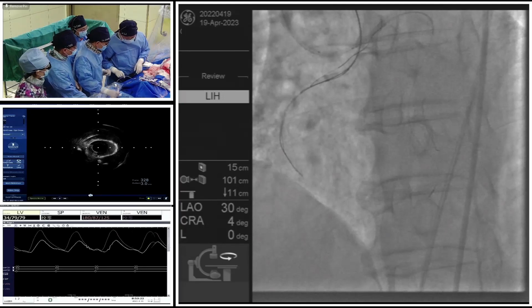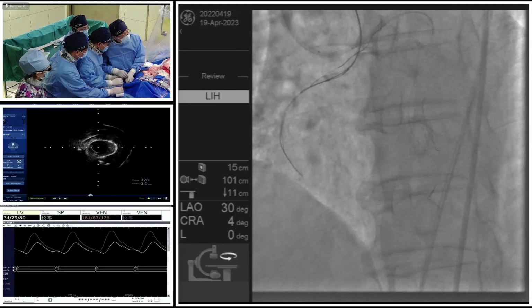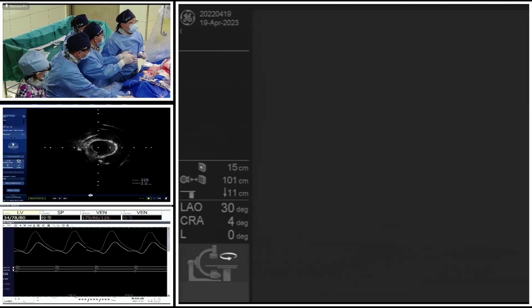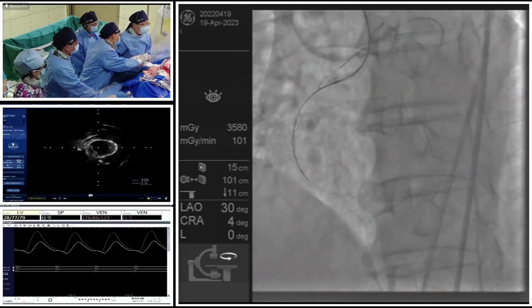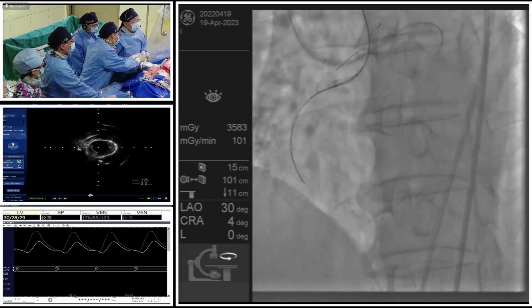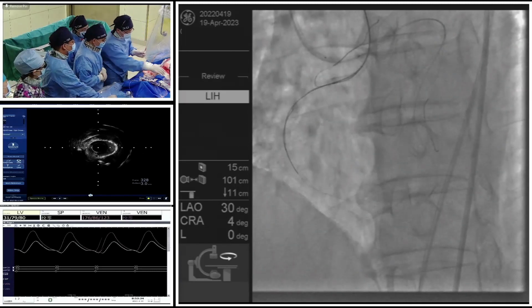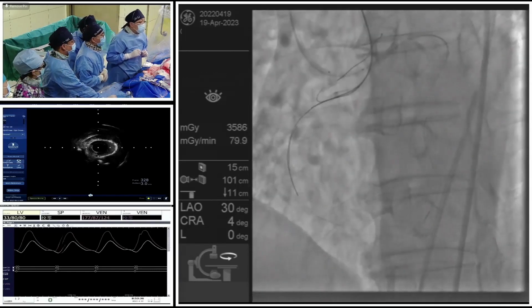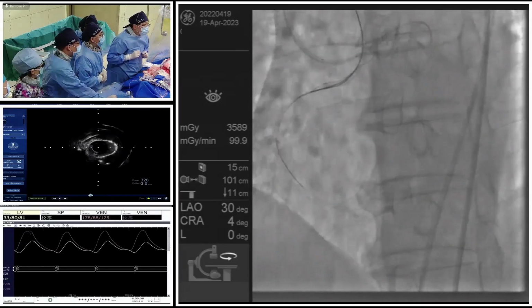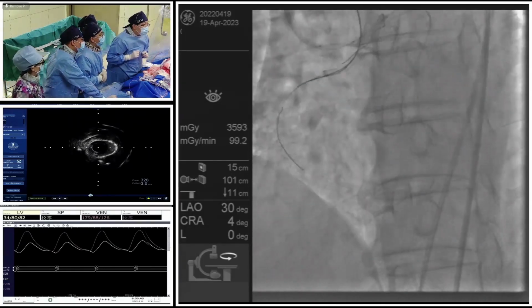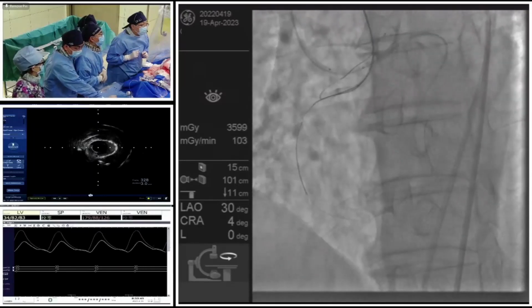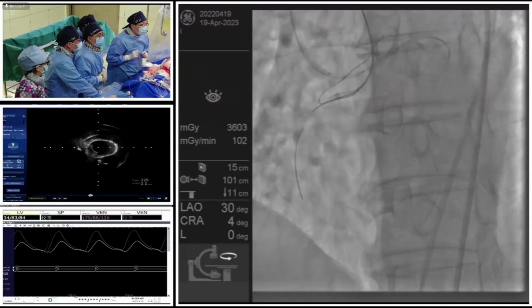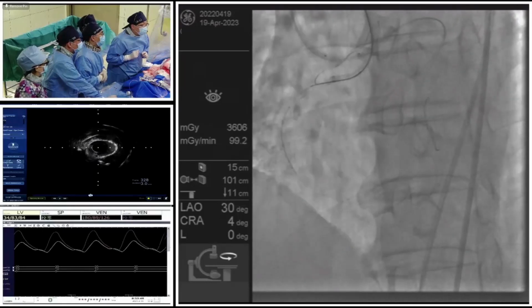Okay, then talk, please. Actually, from this one, we can see the antegrade wire is quite close to the intraplaque area. Very close. So really, it is a little bit on the right side.